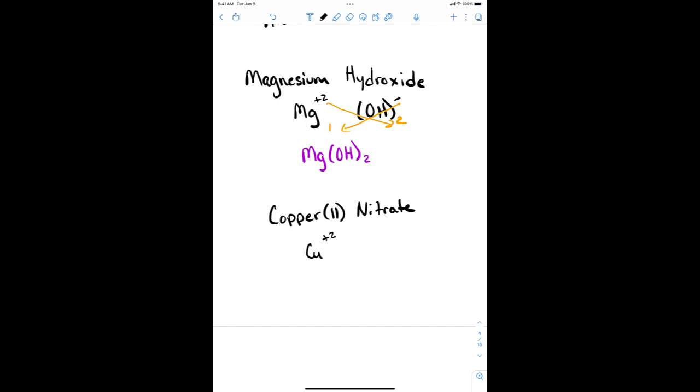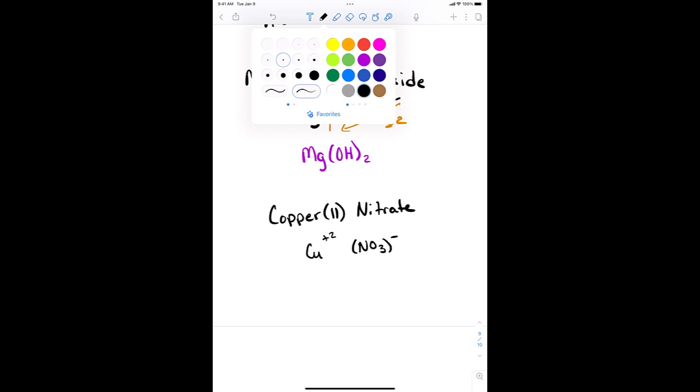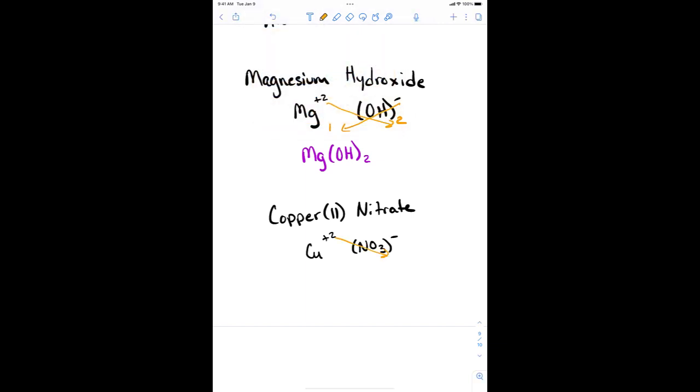And then we say, okay, nitrate, that's one of my polyatomic ions. I have to memorize it. It's NO3 with a -1 charge. So I can go ahead and again do my crossing type thing. So there would be a 1 here and a 2 here. And if I want to simplify that, I can write Cu(NO3)2. That is my formula for copper(II) nitrate.